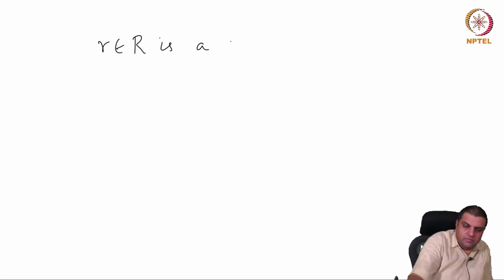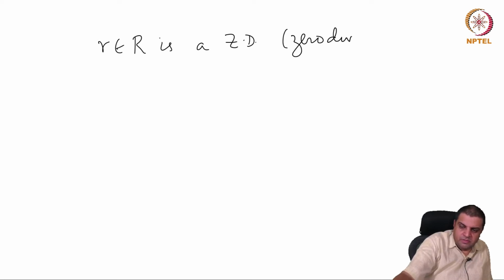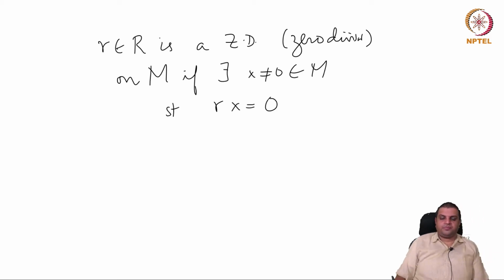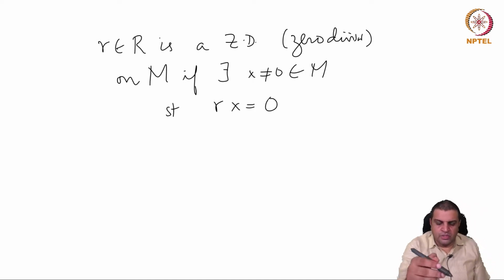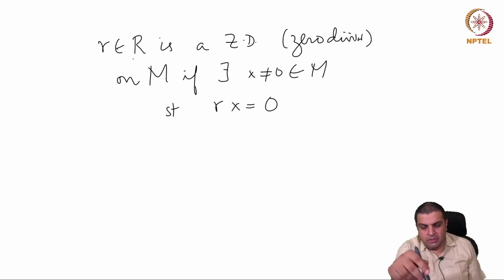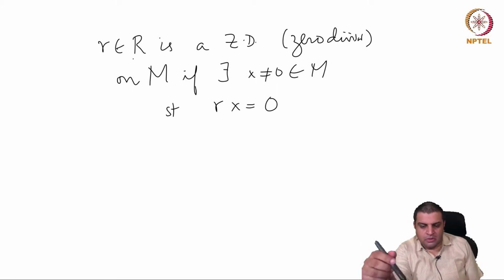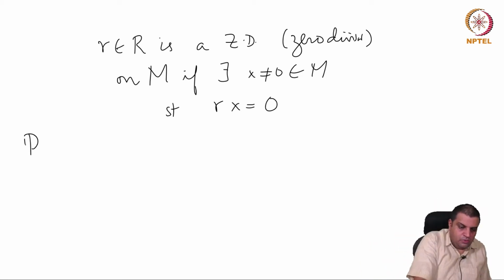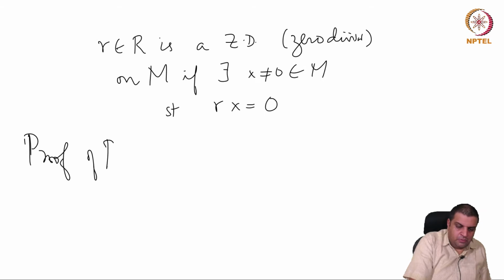What are we saying? So what is a zero divisor? R in R is a zero divisor on M if there exists an x not equal to 0 inside M such that Rx is 0. Okay. So what we want to show is that every such R belongs to some associated prime, and conversely, every element of an associated prime is a zero divisor. Okay, so proof of proposition.